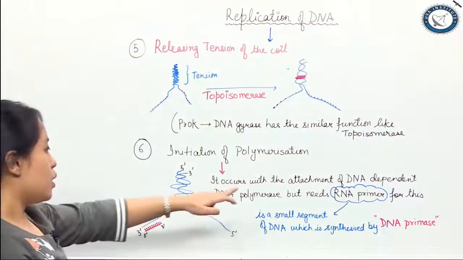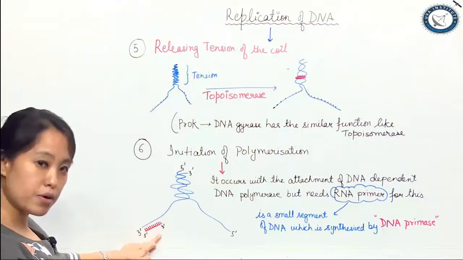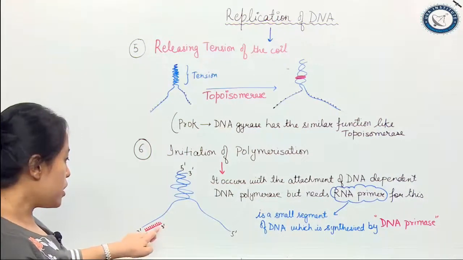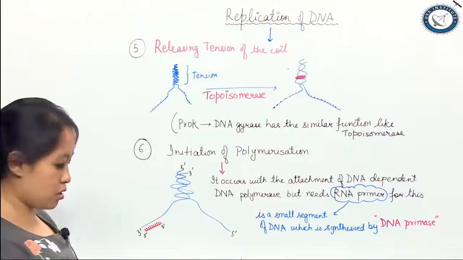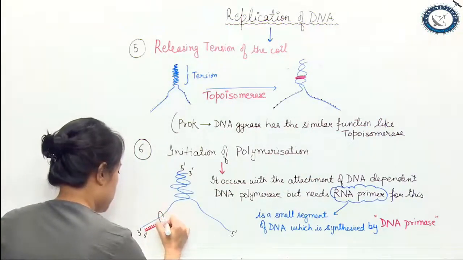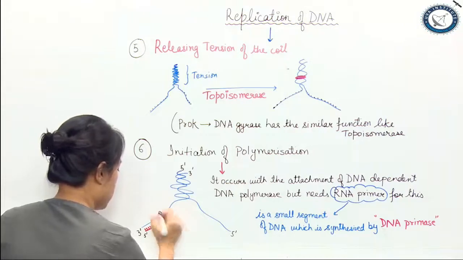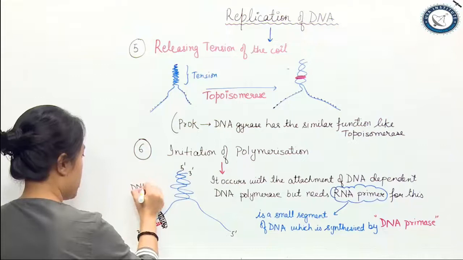Now what happens when this RNA primer binds here, then your DNA dependent DNA polymerase also comes and binds. This is your DNA polymerase.